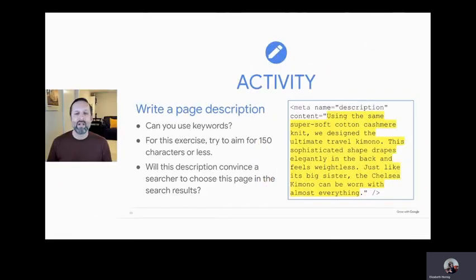An example is highlighted in yellow on the slide for you. Try to include your keywords and be descriptive. Write incomplete sentences, but keep it concise. Aim for 150 or less characters. Remember, this is your sales pitch. You want to convince a potential customer to click on the link to your website in the search results. Let's take 90 seconds to write it out.